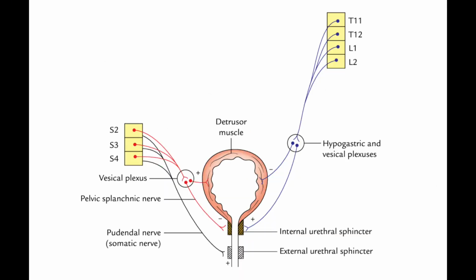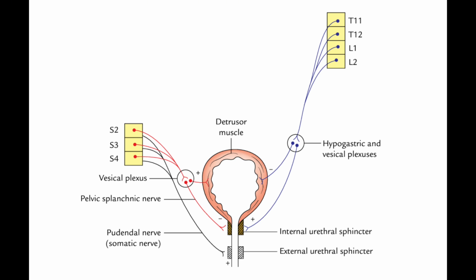The bladder receives its innervation from parasympathetic, sympathetic, and pudendal nerves. The bladder receives efferent sympathetic fibers from the hypogastric plexus, T12 to L2, and receives its efferent parasympathetic fibers from the pelvic splanchnic plexus, that is from S2 to S4. The voluntary external urethral sphincter is innervated by the pudendal nerve that comes from S2 to S4.